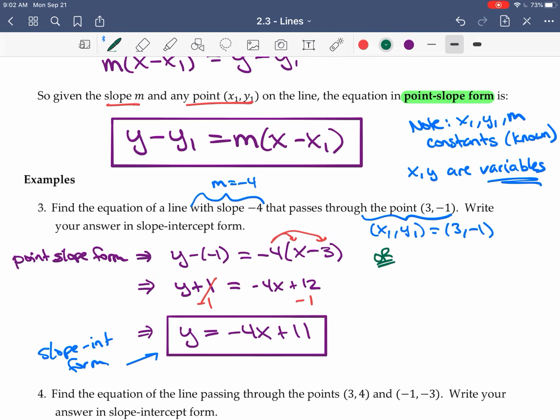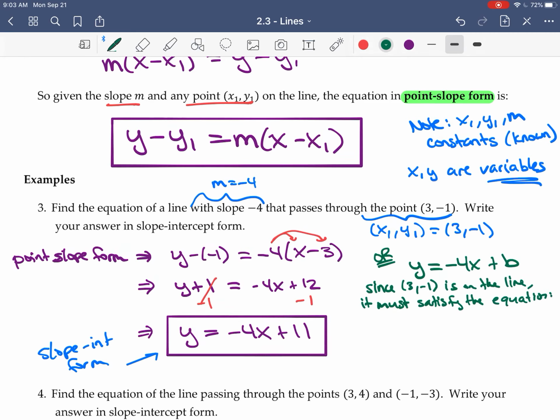So what you can do is say, well, I know that y is -4x plus b if I want the slope-intercept form, because I know m is -4. And then since (3, -1) is on the line, it must satisfy the equation. So that means if I plug in 3 for x and -1 for y, this equation should be true. So I can do that to solve for b.